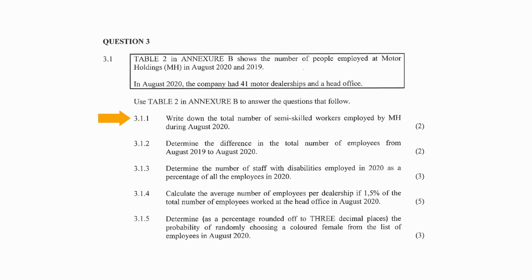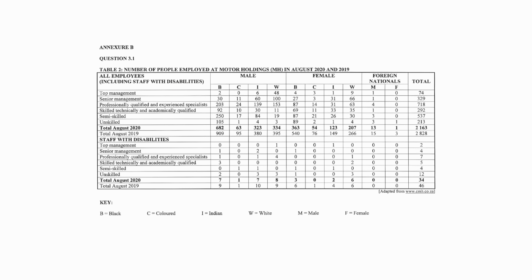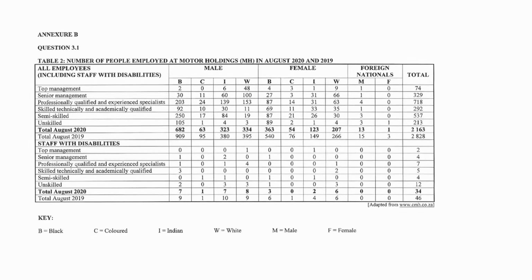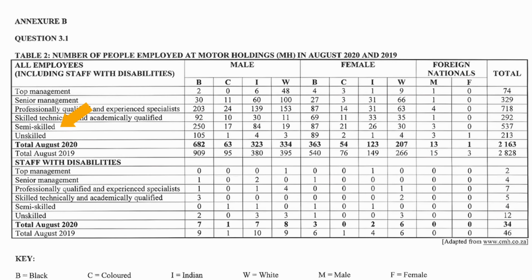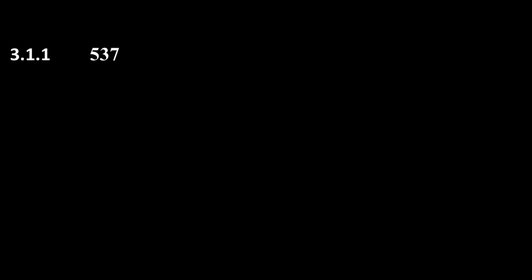In question 3.1.1, you have to write down the total number of semi-skilled workers employed by Motor Holdings during August 2020. From the table, we see that the total number of employees, including staff with disabilities for each category of employee, is given here. Note that these values are the totals for the year 2020 because when we sum up these values, it equals the total of August 2020. So the total number of semi-skilled workers employed by Motor Holdings during 2020 was 537.